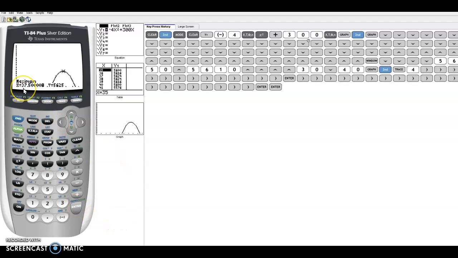The maximum is at P, the price, being 37.5, so $37.50. And we can expect a revenue of $5,625 according to the equation that we put in. So that's how you find the max.